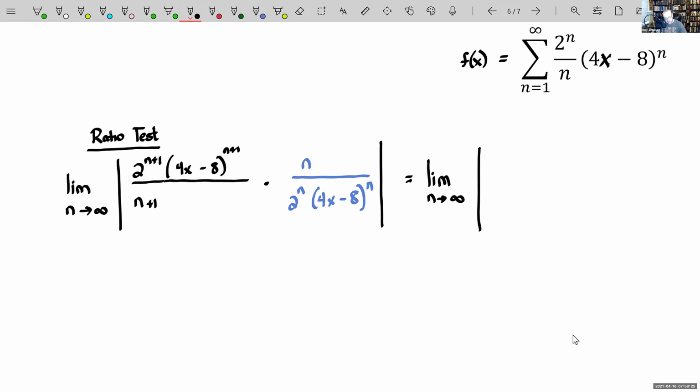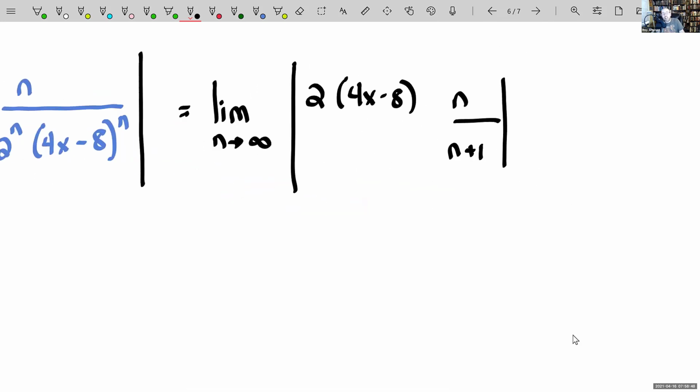So let's see. If you start canceling things, we have 2 to the n plus 1 in the numerator. Dividing by 2 to the n, that means we have a 2 in the numerator. We have a 4x minus 8 to the n plus 1 in the numerator, divided by 4x minus 8 to the nth in the denominator, means we have a 4x minus 8 in the numerator. And then we have an n over n plus 1.